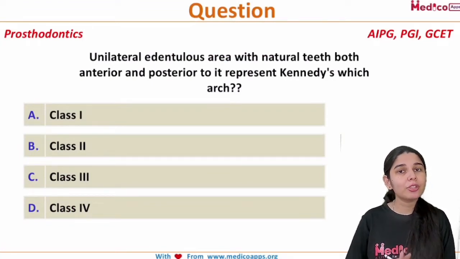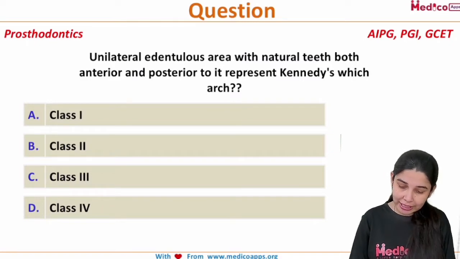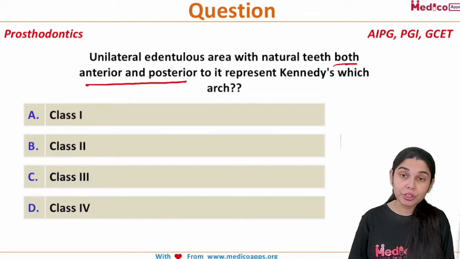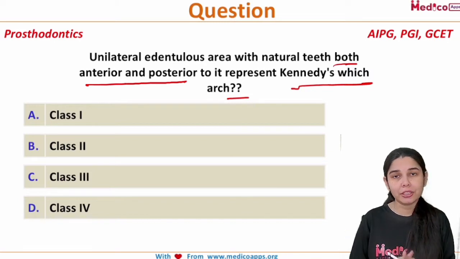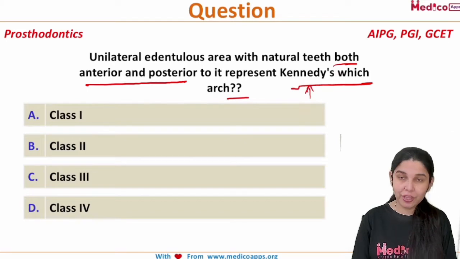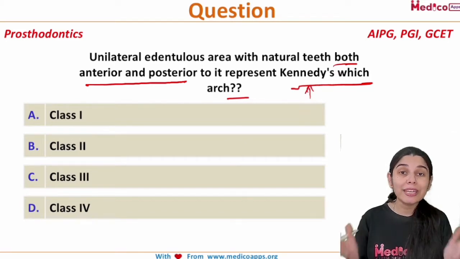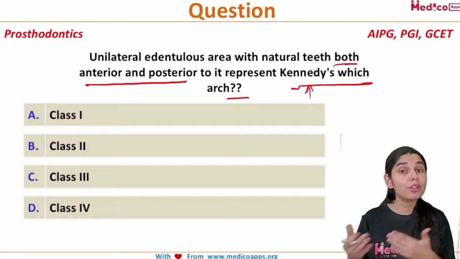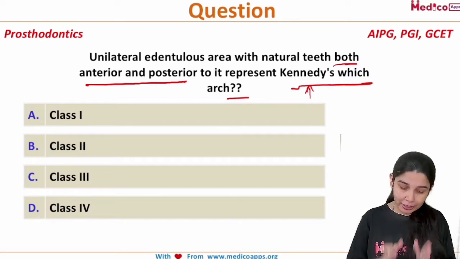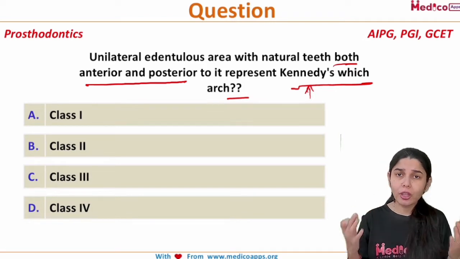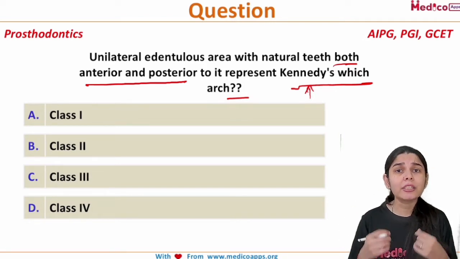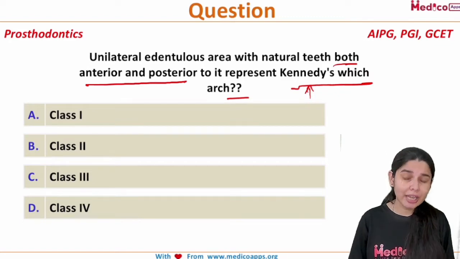The MCQ states that the unilateral edentulous area with natural teeth, both anterior and posterior to it, represents Kennedy's which class or which classification. So the key point here is about Kennedy's classification. You should know what Kennedy's classification is before resolving this question. The options are class 1, class 2, class 3 and class 4. So let's start and understand this important topic.